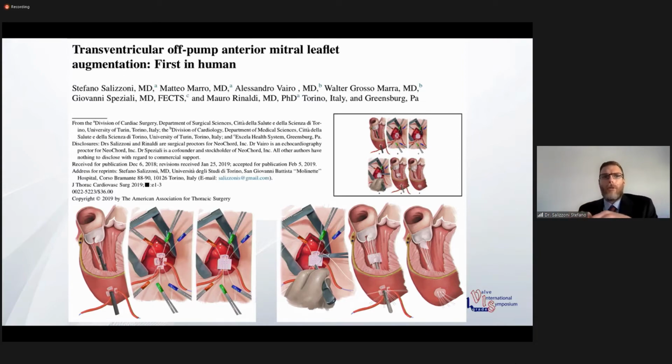So we invented with Dr. Speziali this technique in which we made a pericardial patch, and we used the Neochord as a hoisting system to attach this patch to the anterior leaflet and to enlarge the posterior leaflet. The final result was not perfect, a mild to moderate regurgitation, but the patient improved his quality of life a lot, and after 2 years he was in NYHA class 2 and had no more rehospitalization for heart failure.